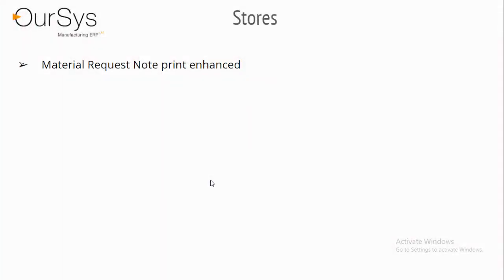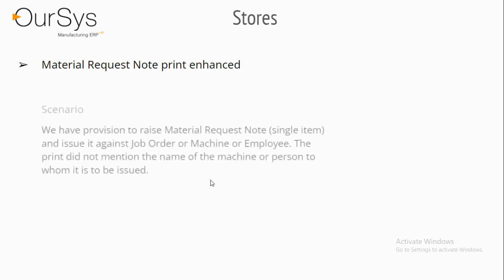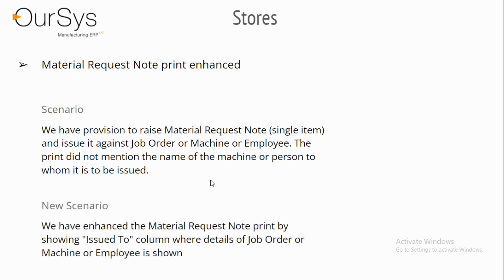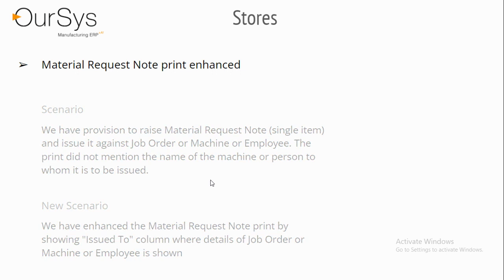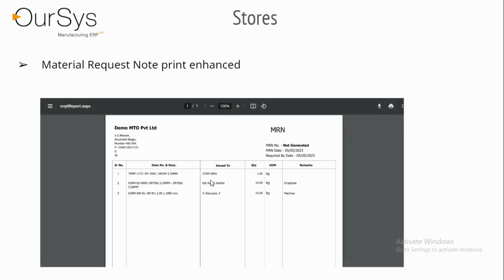Next in the stores, we have enhanced the material request note print. We have given a provision in the single item MRN to request against a machine or employee. But at the print level, the data was not captured, that is, against whom this material is issued. So now the employee's name or the machine's name that you select at the single item MRN level is fetched in the MRN printout also.